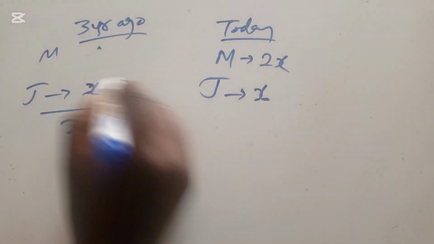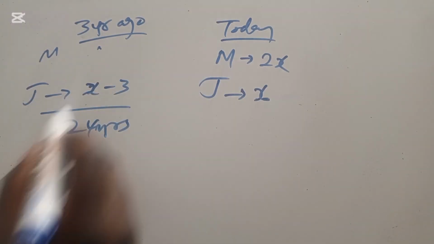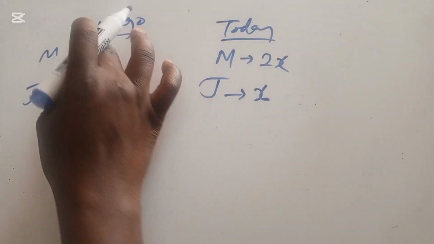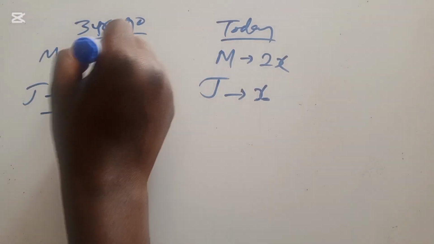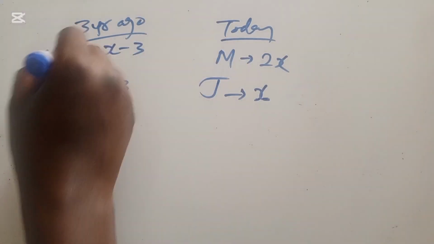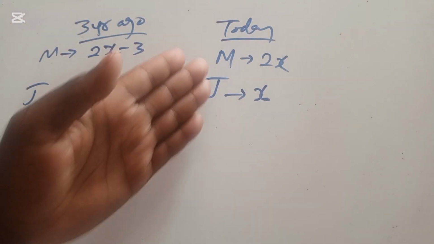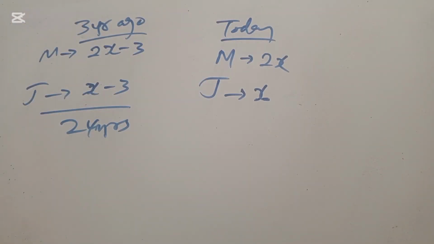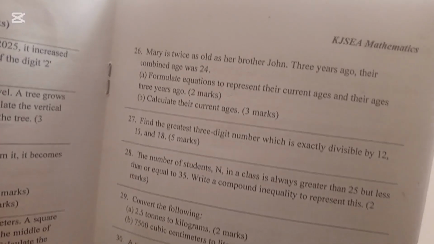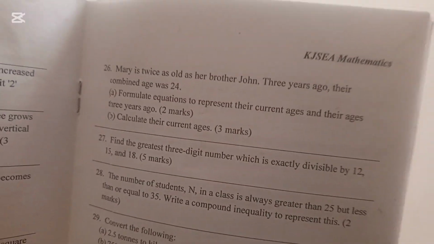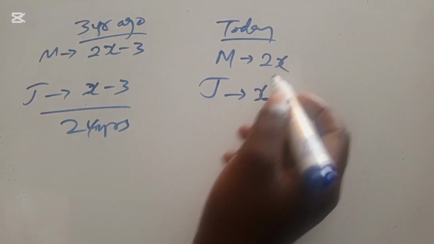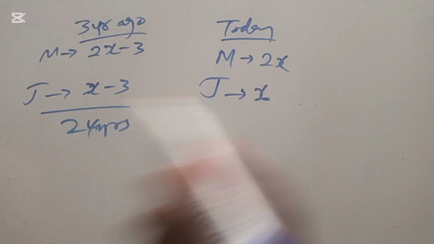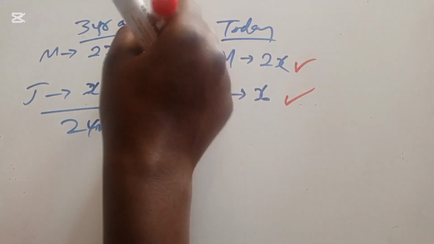So if here it is 10 minus 3, which is 7. And this one, here it is 2x minus 3 also. So we subtract 3 from their present ages. And if you add these two, they'll give you 24. So you are told to formulate the equations to represent their current ages and their ages 3 years ago. So these are the equations you are supposed to give. If you write this, you are going to get marks here and here.